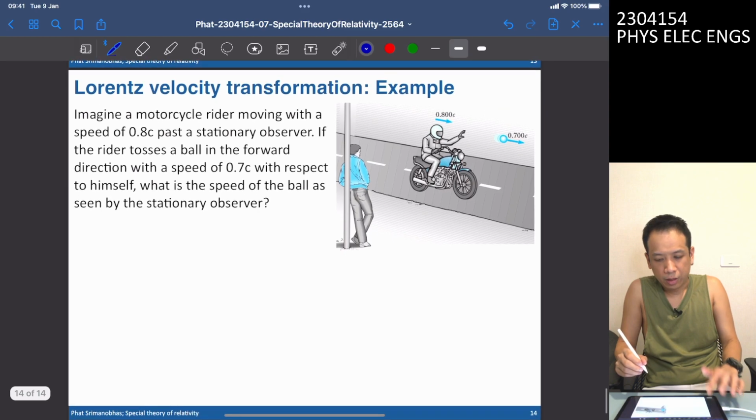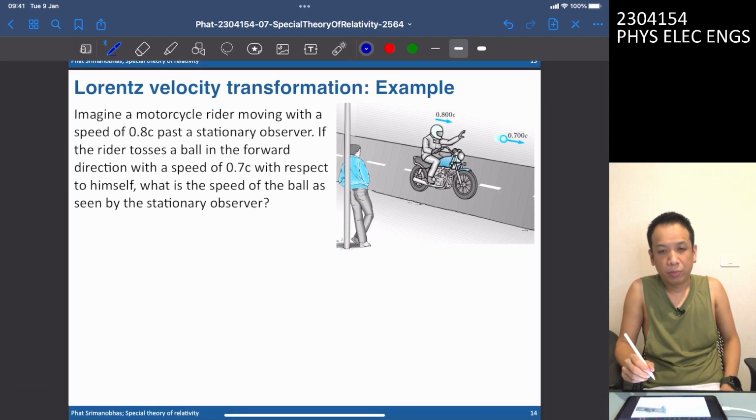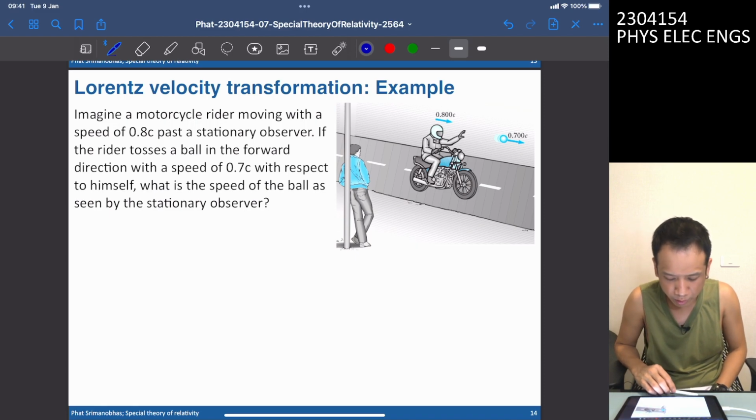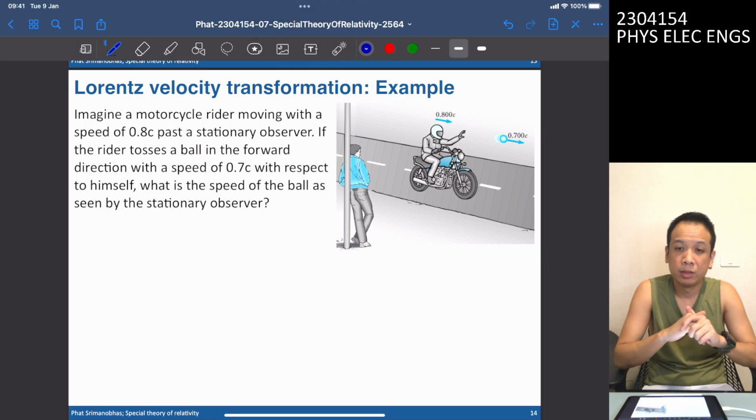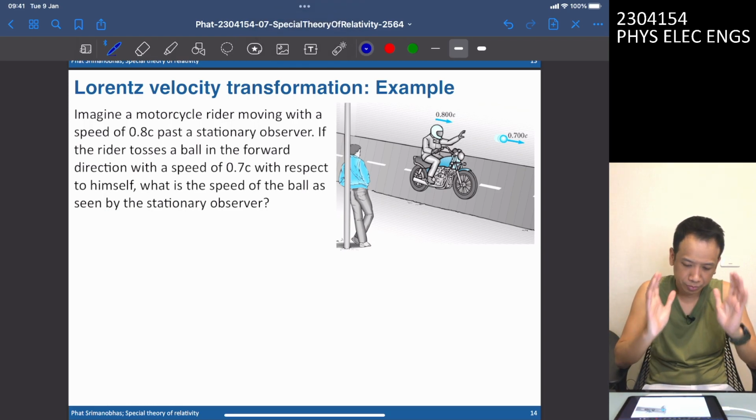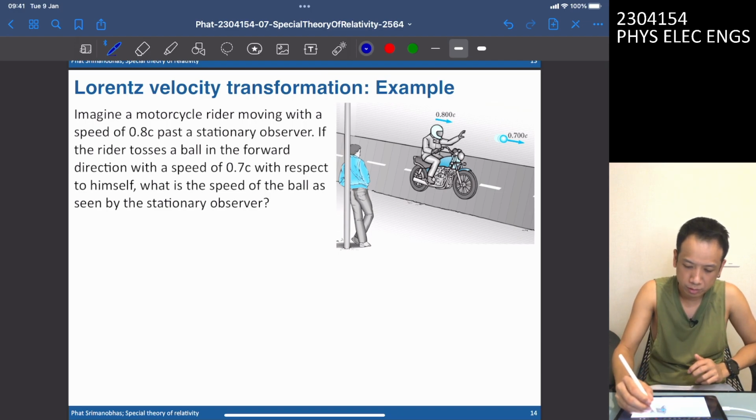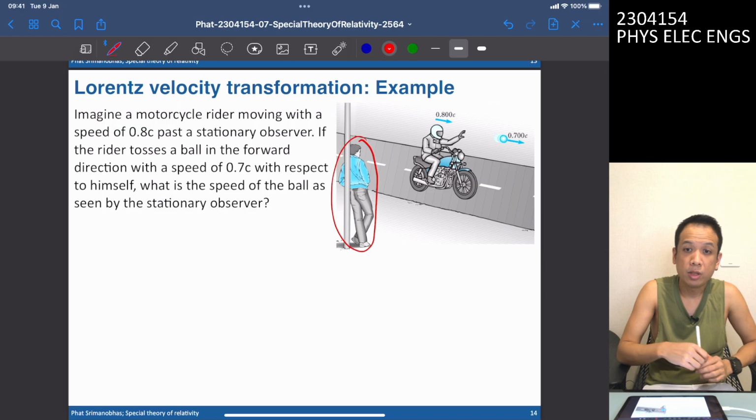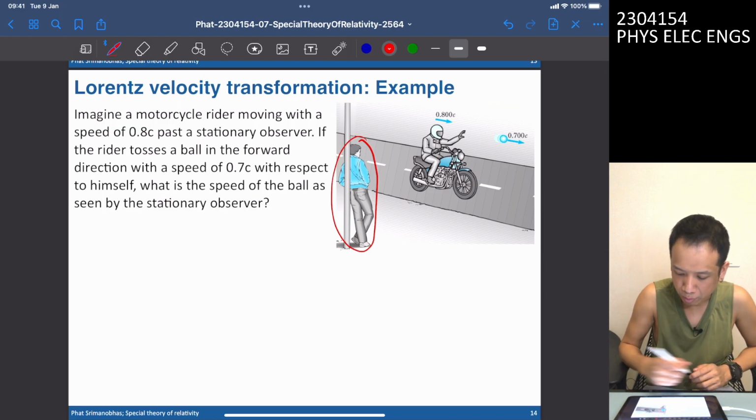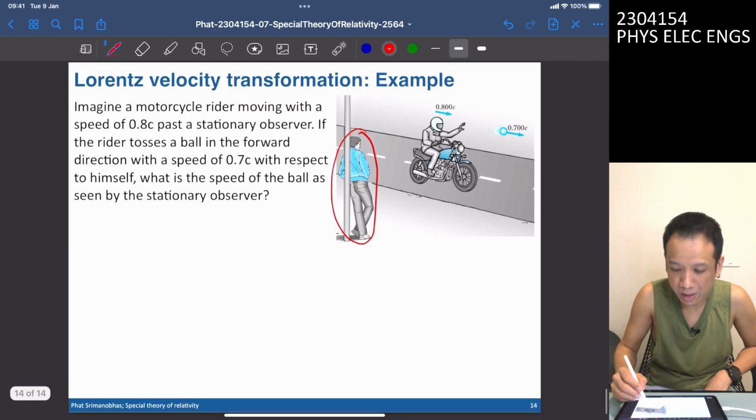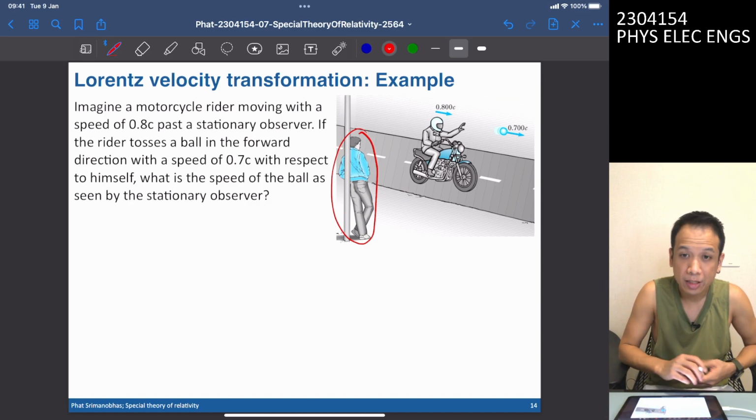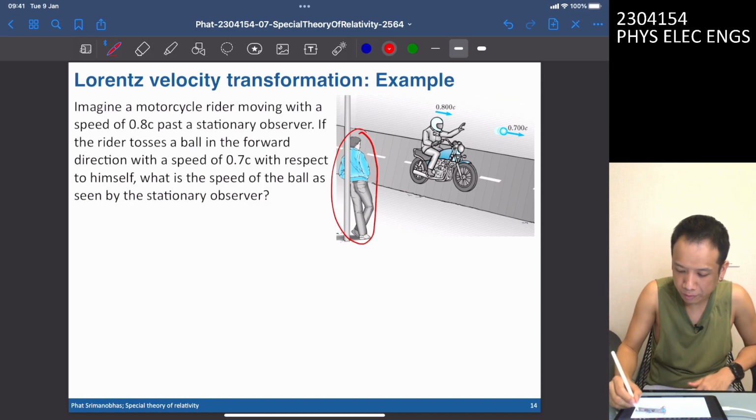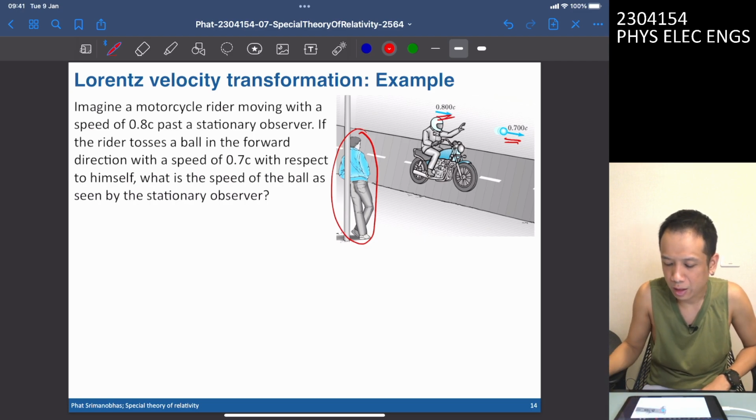Okay, so the last one is about examples of this transformation. The example is to give you a very clear picture. For example, you are an observer, and you observe a biker. He bikes very fast, at 0.8 of the speed of light. Then he throws a ball. The ball is also very fast, at 0.7, 70% of the speed of light.